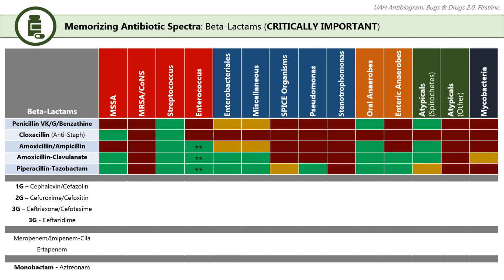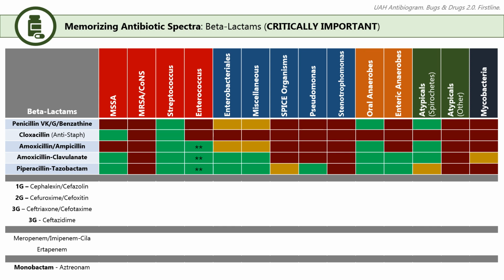Lastly, piperacillin-tazobactam is the broadest spectrum penicillin-BLI combo, adding on top of amoxiclav reliable Pseudomonas coverage. In this way, if you're ever thinking of using piperacillin-tazobactam but realize you don't need the Pseudomonas coverage, amoxicillin-clavulanate, which can also be given IV, is a better choice.